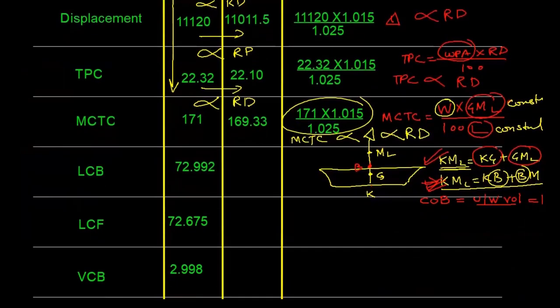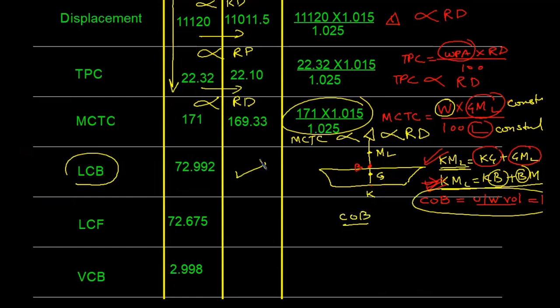All right. Now coming back to your friend LCB, here I had to work a little, but now it's worth it. LCB is going to depend on the center of buoyancy, which we discussed is constant under constant underwater volume. So this is not going to change. What is LCF? The center of flotation. The center of flotation depends on hydrostatic draft. If the hydrostatic draft is constant, then it is also constant.